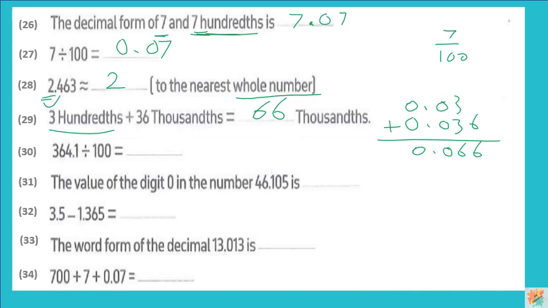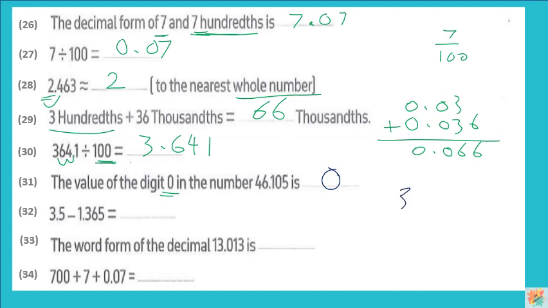Question number 30. This number, if I want to divide, move 2 digits back. ليه يا مستر 2 مش 1؟ عشان أنا هنا عندي 2 zeros. So 2 digits back. So it will be 3.641. Question number 31. The value of digit 0 في أي مكان وأنت مغمض عينك على طول بنكتب إيه؟ 0.